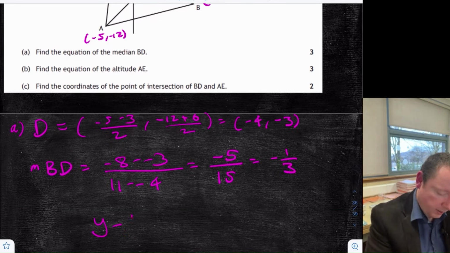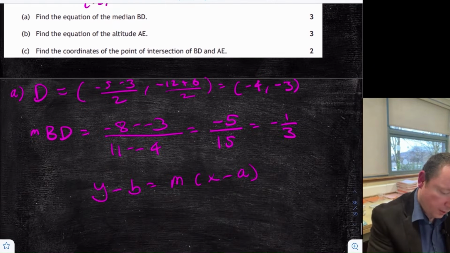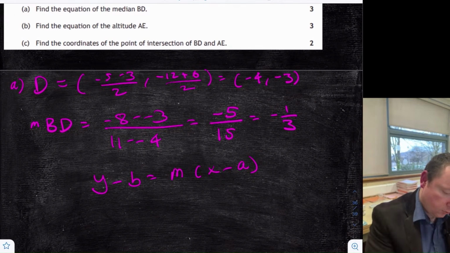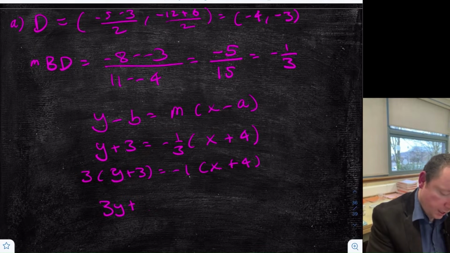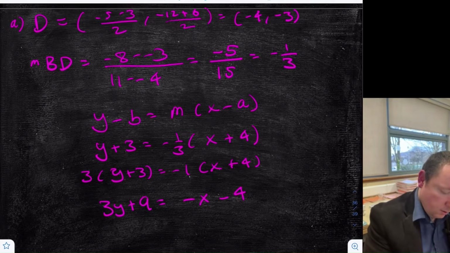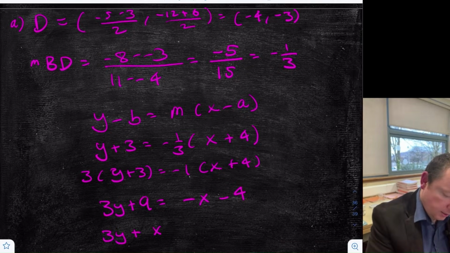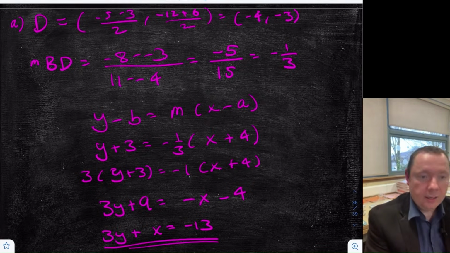So y minus b equals m(x minus a). You can use either the midpoint or point B. I'm just going to use the one that's sitting right here. So I've got y plus 3 is minus a third, (x plus 4). So I can do 3 times (y plus 3) is -1 times (x plus 4). Taking the denominator away, 3y plus 9 is -x minus 4. Or 3y plus x equals -13. And we're done there, and that's fine.